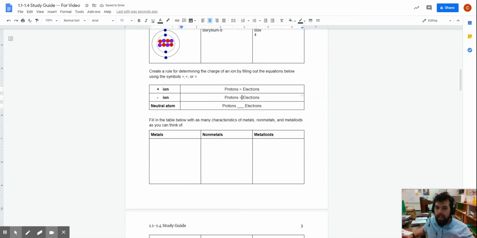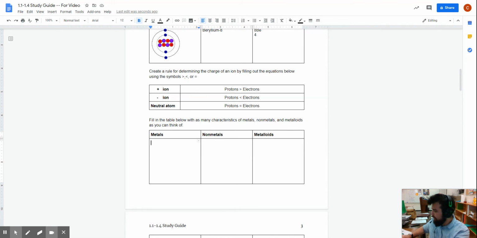And then for a neutral atom, there's no charge, which means that I must have an equal balance of positive and negative charges in my atom. So protons and electrons must be equal. Boom, knocked it out.